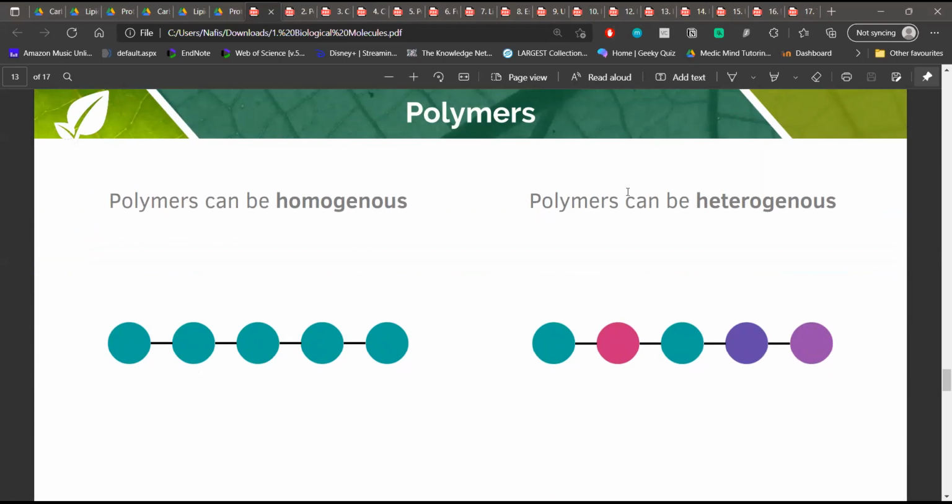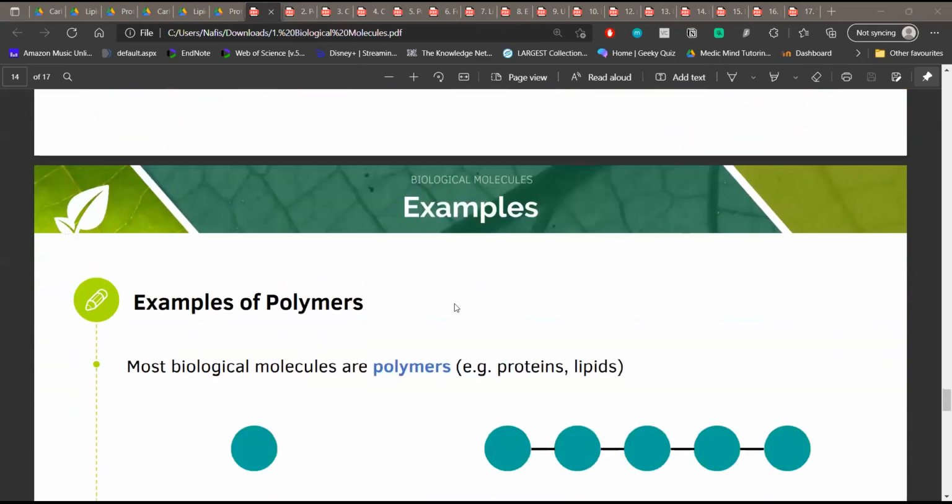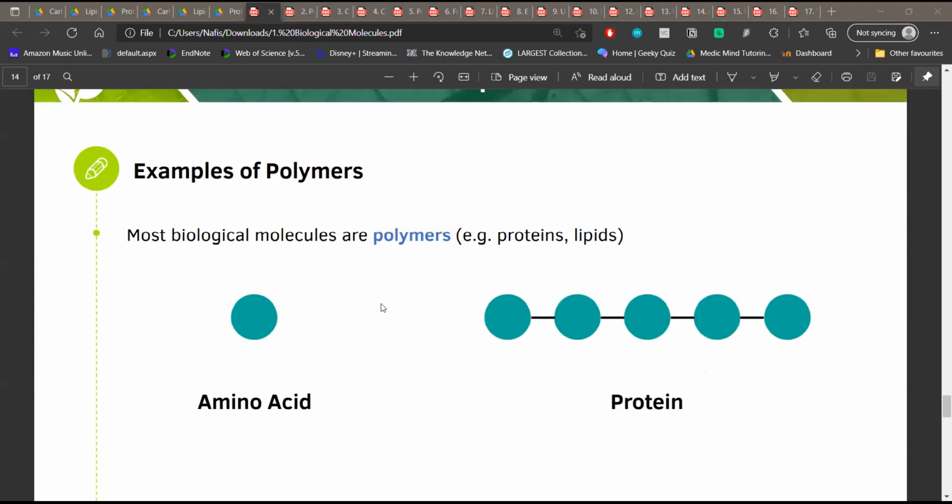Can we think of any types of heterogeneous polymers? Proteins, so some proteins, yeah. Proteins theoretically could be homogeneous as well, but most proteins will be heterogeneous because they'll be made from different amino acids, based on the mRNA chain formed in transcription, which usually has different codons. So most biological molecules will be polymers.